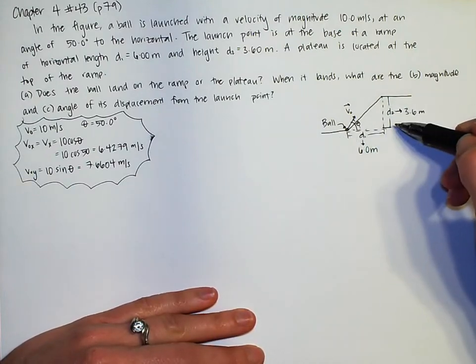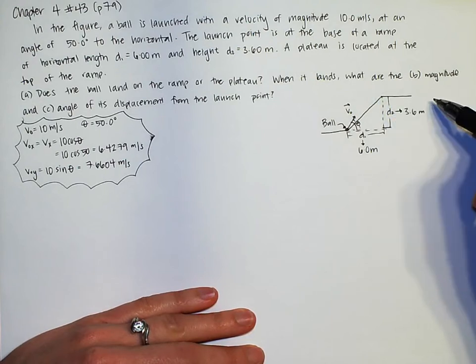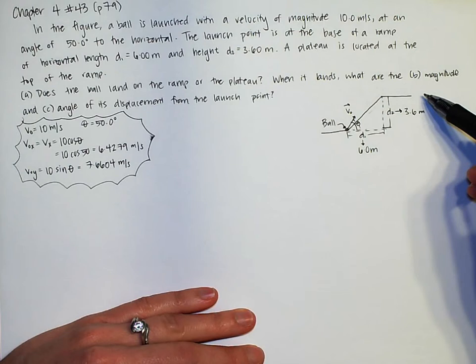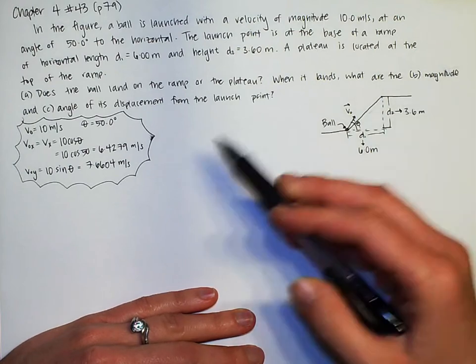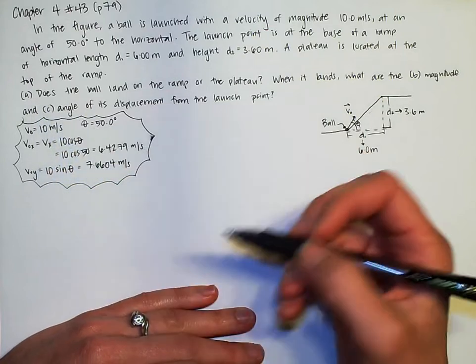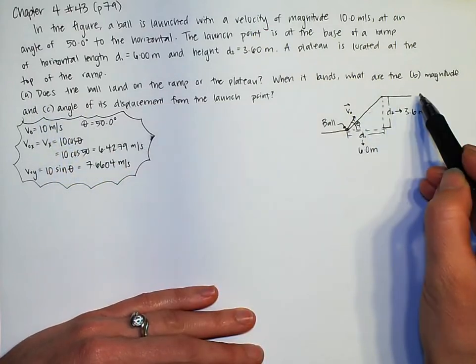The height is 3.6 meters. The plateau is located at the top of the ramp. Does the ball land on the ramp or does it land on the plateau? When it lands, what are the magnitude and the angle of the displacement from the launch point? So let's try to do part A first, figuring out whether it lands on the ramp or on the plateau.